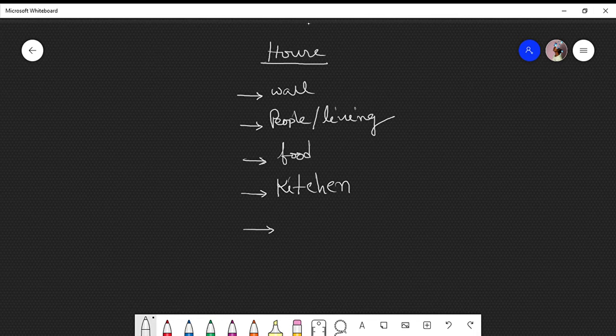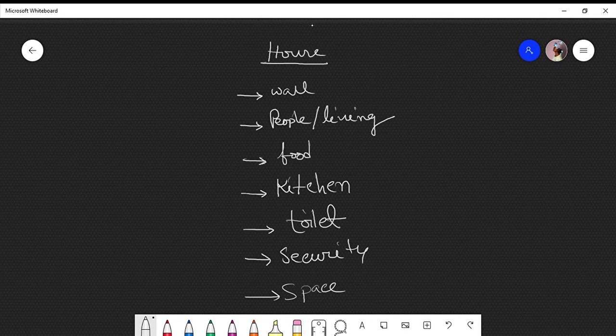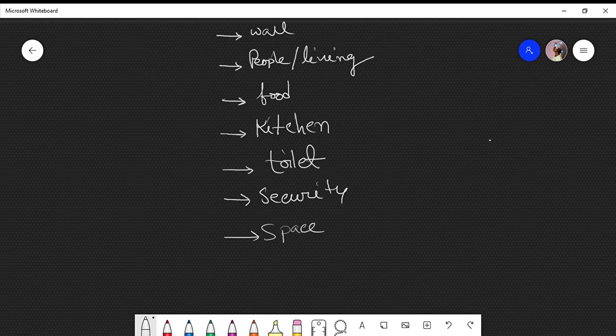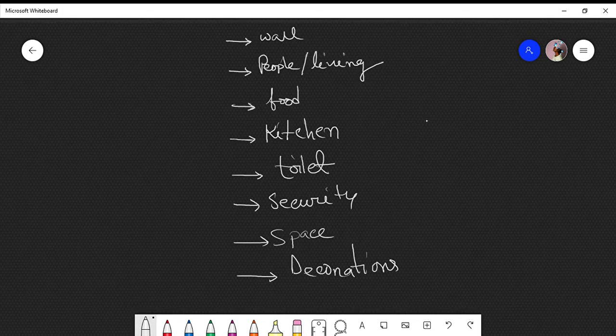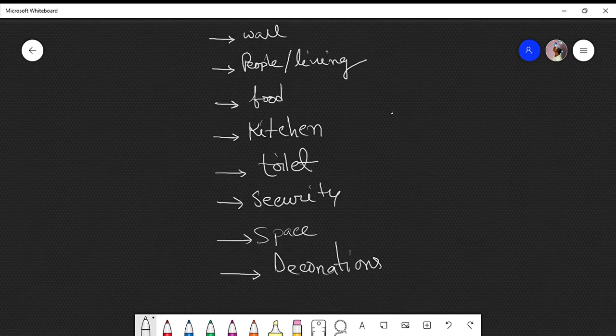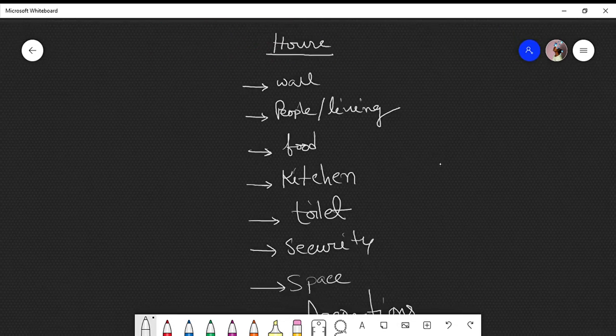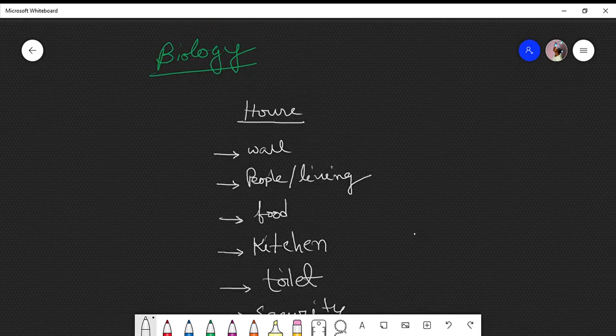And what do we need more? We need a toilet, of course. We need a toilet after eating. We need to flush that down. And we need some security, of course. We need some space in our house to just breathe. And we need some decorations. So I guess these are the basic things in a house: the wall, the people, the food, the kitchen, the toilet, the security, space, the decoration. These are the things we need.